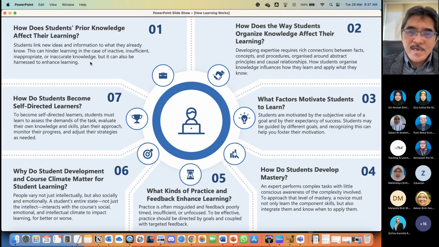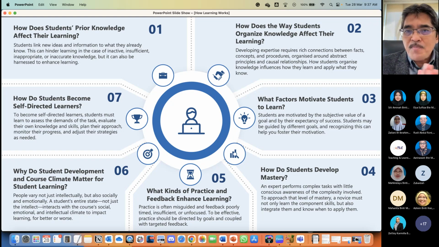It can actually hinder learning, especially when they have misconception. So we have talked about what is misconception and the situation where the students can have misconception. So when they bring this misconception, misunderstanding, misinterpretation into the class, and we don't realize that and we don't correct them, that can pose some risk to their new learning.